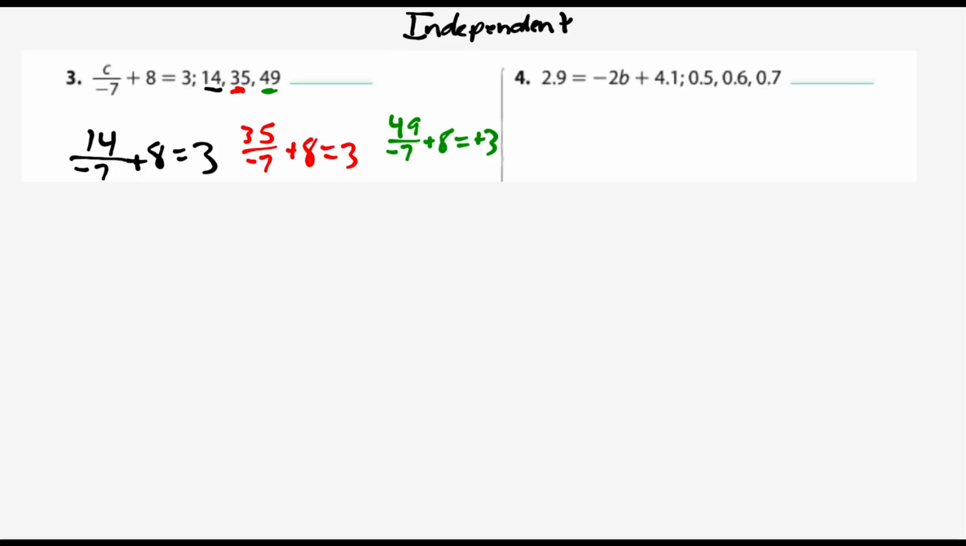Okay, so let's start with our first one. So 14 divided by -7 is -2, right? Positive divided by negative is negative. 14 divided by 7 is 2, plus 8 equals -3. So -2 plus 8. So different signs, we subtract. So 8 minus 2 is 6. We keep the sign of the higher number, so since 8 is more than 2, it gets to stay positive. Does that equal -3 is the question. So since 6 does not equal -3, 14 is not our correct answer.